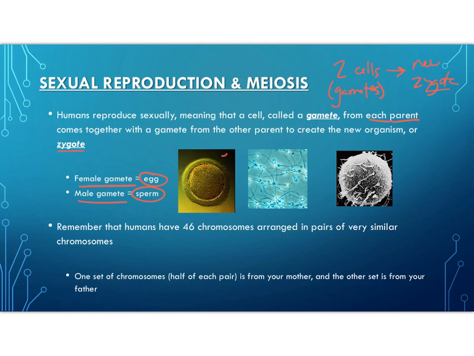So here's an example of what eggs look like. Here's what sperm look like. And these pictures are sort of to scale with each other. So here's an image of sperm attempting to fertilize an egg in a mammal.